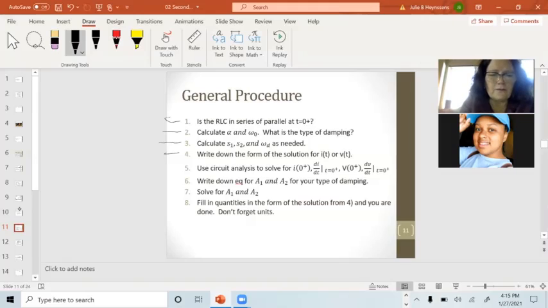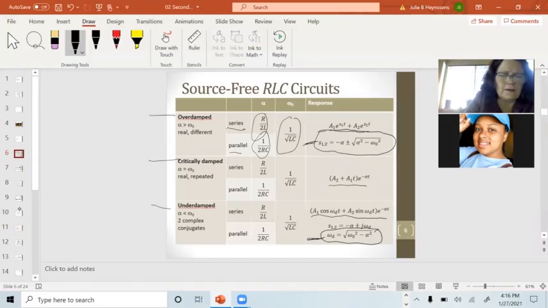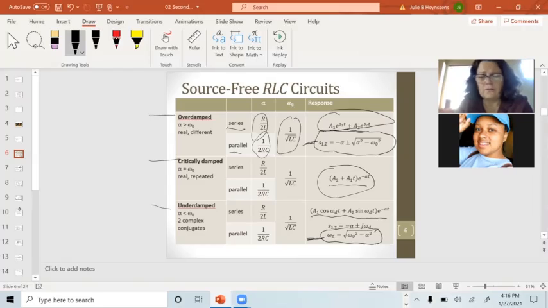Then we write down the form of the solution, and the form of the solution again comes from this key slide. It's right here. If I'm looking for IL of t, I say IL of t equals that form. If I'm looking for VC of t, I say VC of t equals that form. So once I know the type of damping, I can figure out which of these three forms of the solution I have.